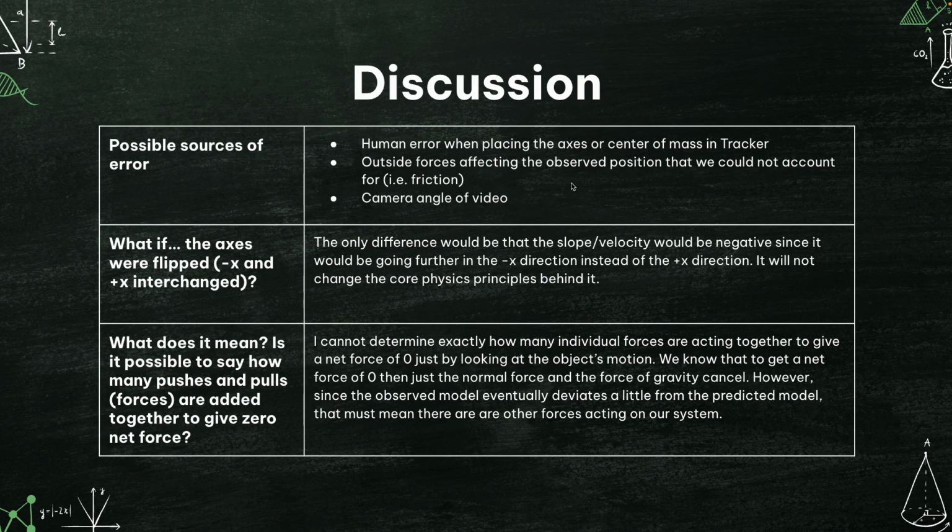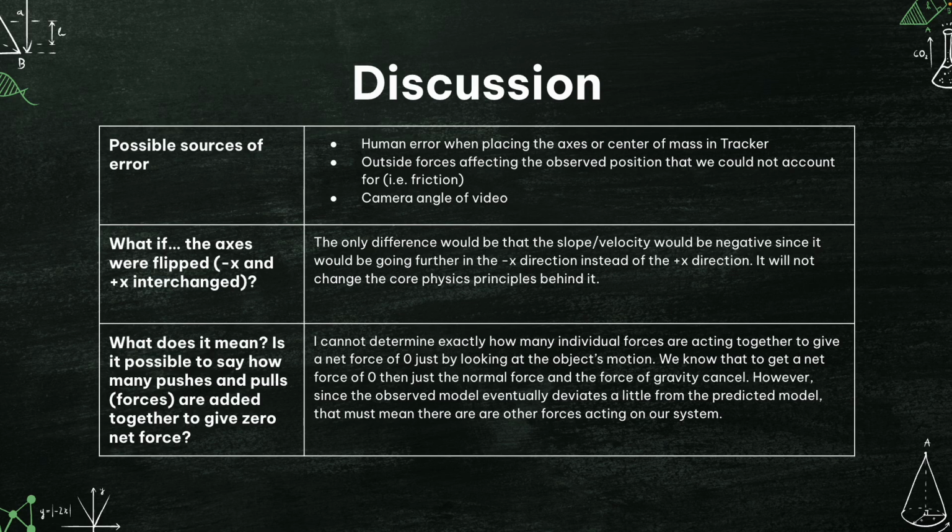So, what if the axes were flipped, such as instead of going in the plus x, it went in the minus x? The only difference would be that the slope/velocity would be negative, since it would be going in the minus x direction instead of the plus x direction. But ultimately, it would not change the physics concepts behind it.